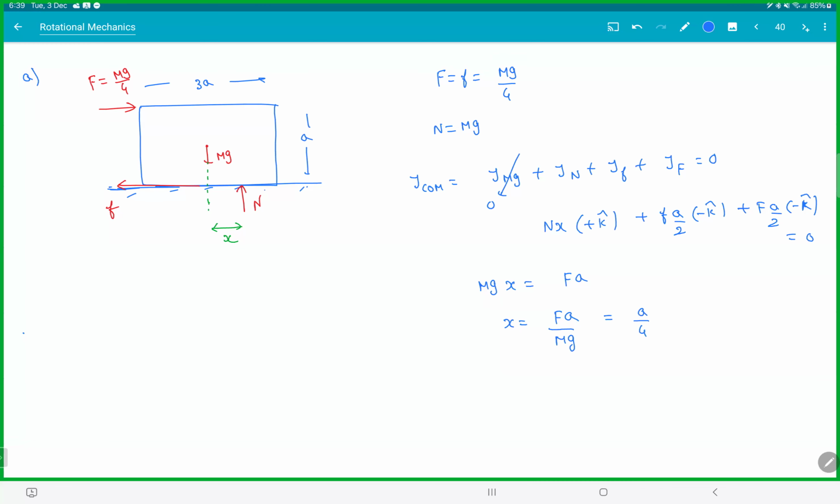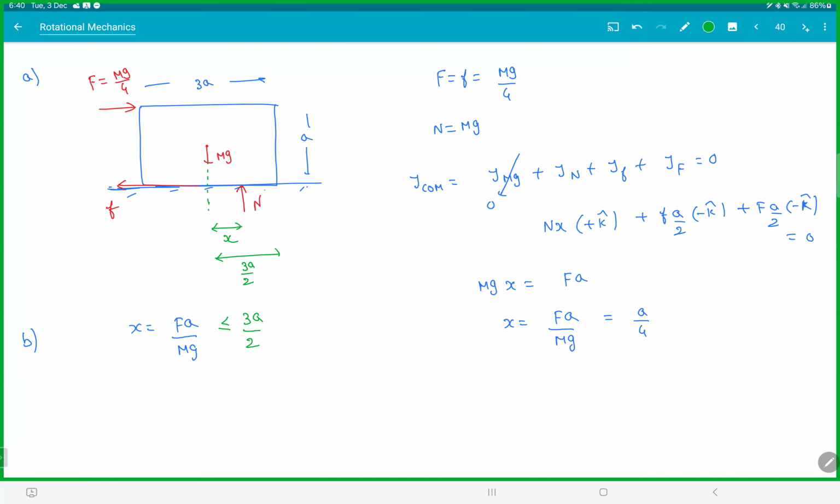That's the first question. What about the b part? What is the maximum force you can apply so that it doesn't fall? Now see, we already got x's value is fa by mg. Now you tell me x's value can be maximum how much? N can go here, here, here. Finally, it can go to this corner, right? That means x's value cannot exceed 3a by 2, isn't it? So x must be less than or equal to 3a by 2. Does that make sense?